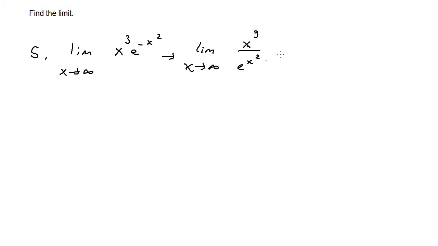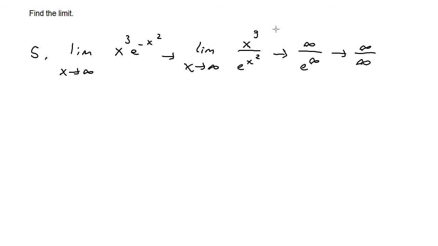So now when I use direct substitution, plugging in infinity for x, on the top we have infinity cubed, which is infinity, over e to the infinity squared. Infinity squared is infinity, and e to the infinity is basically infinity, so we have infinity over infinity. Now we have that indeterminate form. Now we can use L'Hopital's rule.